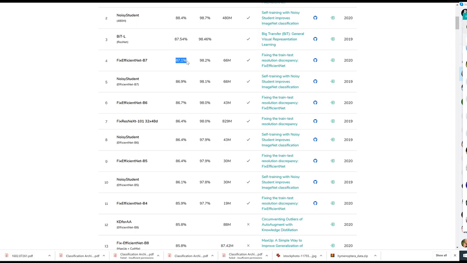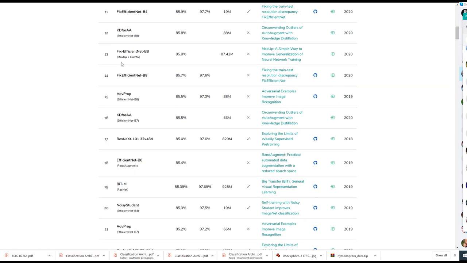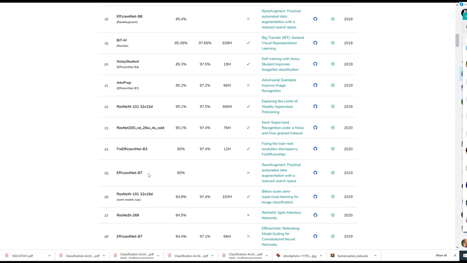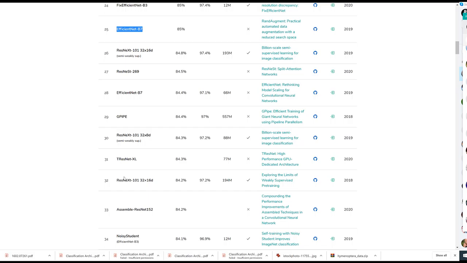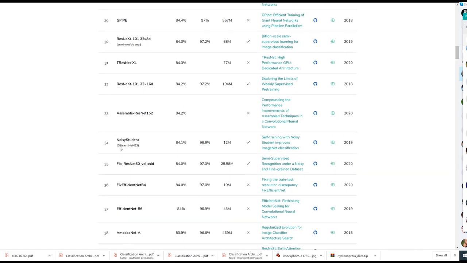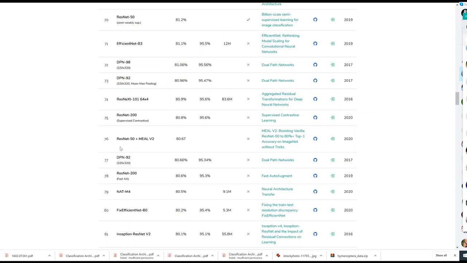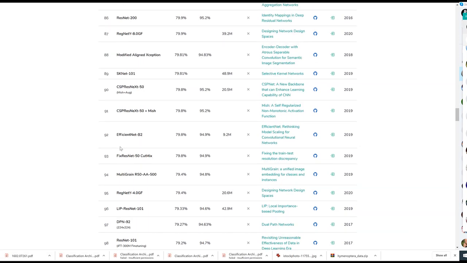All right, let's also look at this number here, 87.1 for FixEfficientNet B7. This is this fixing trick. And let's go down to EfficientNet B7, 85. So this is a pretty big difference between using this resolution discrepancy fix and not using it. All right, so let's go down maybe. These are all pretty recent things, so we can go down quite a bit.